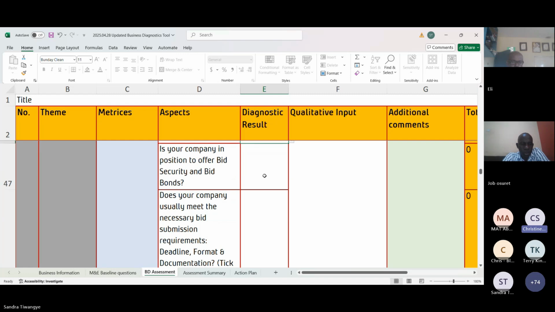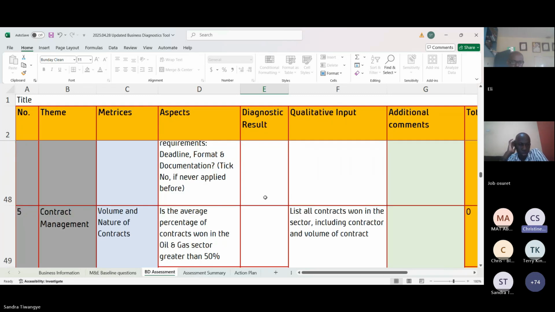And for the requirements, we want to know, is your company in a position to offer any bid security or bid bonds? I know you're dying to type what are bid bonds and what is bid security, so let's give it to you already. What are bid bonds?